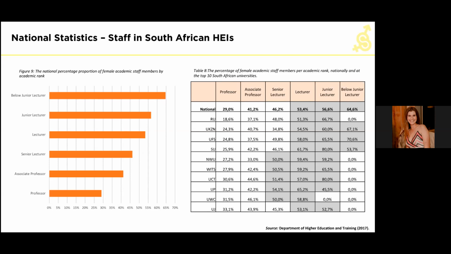In my full research, I obtained the data for these academic ranks at the top 10 South African universities. I used the national statistics as a benchmark and analyzed whether they follow a similar trend. So we see this here. Basically, yes, they do. We can see the shaded blocks represent ranks in which females hold the majority share. So we can see that this is predominantly the more junior levels, with the exception of here.